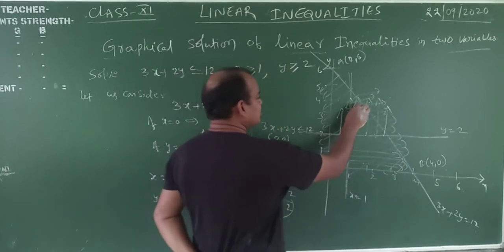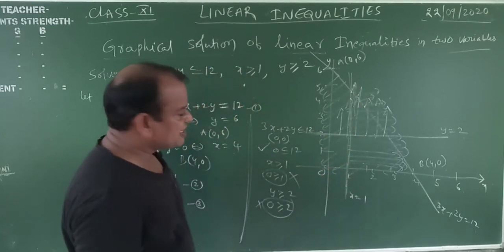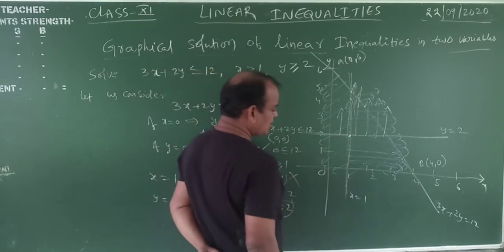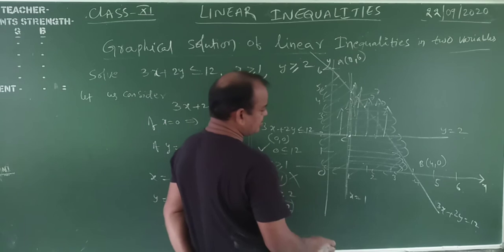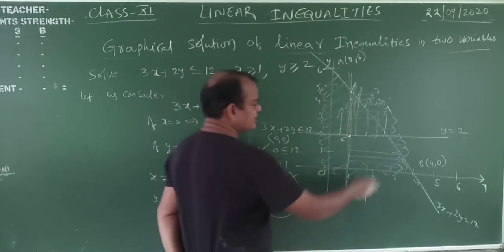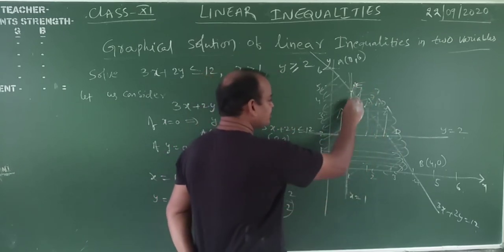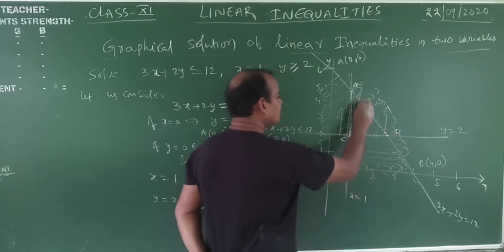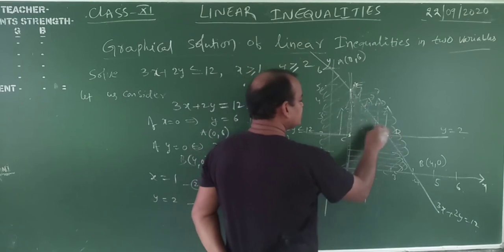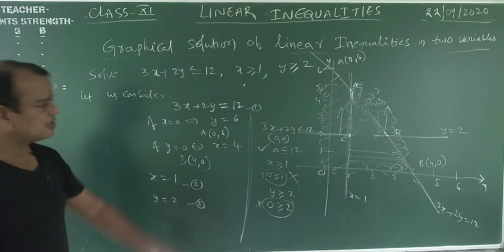Now observe that three lines intersect at these points. For suppose here A, B, this is C. Three lines intersect. Crossing lines, after that these lines and these lines, three lines intersect. Here for suppose this is D, this is E. Observe that three lines intersect in this region. This is the solution part. That is called the solution region.